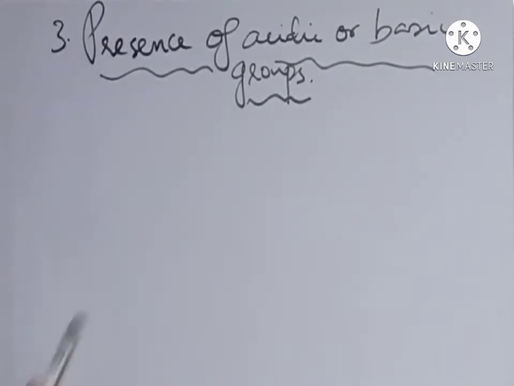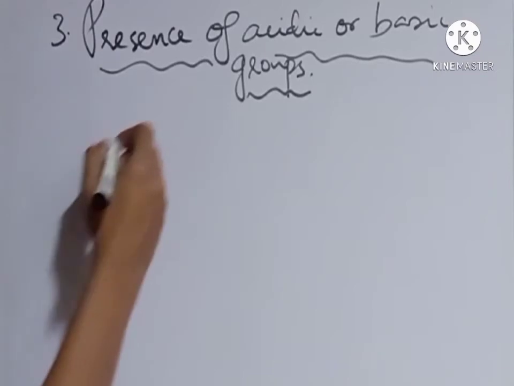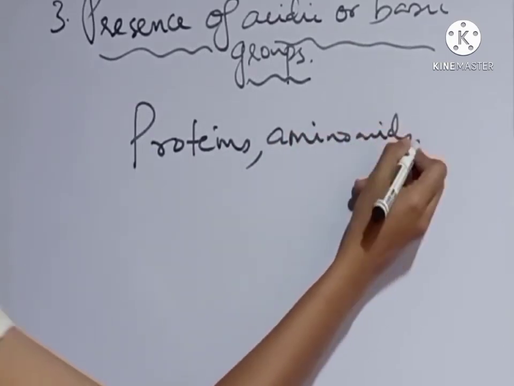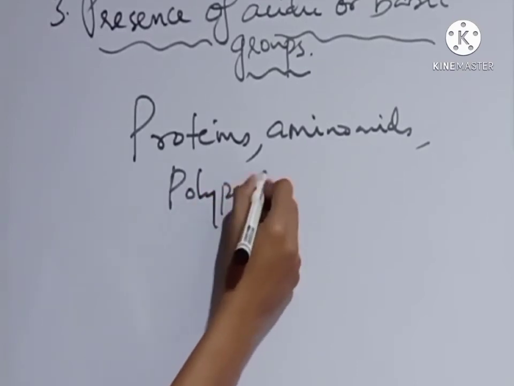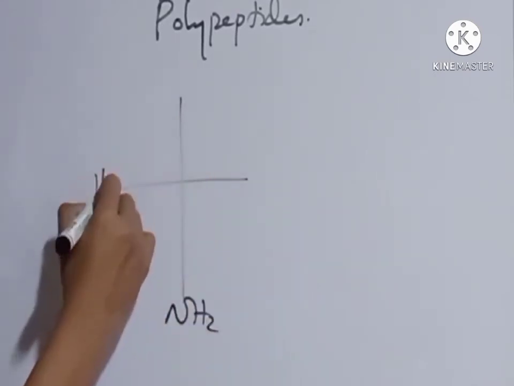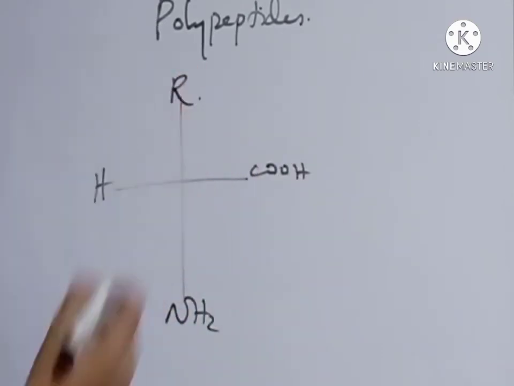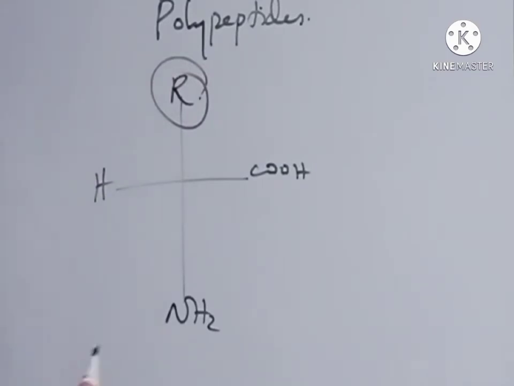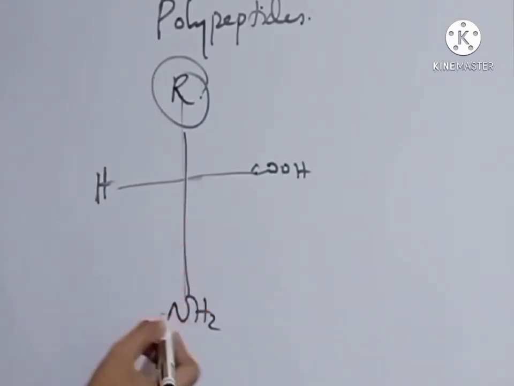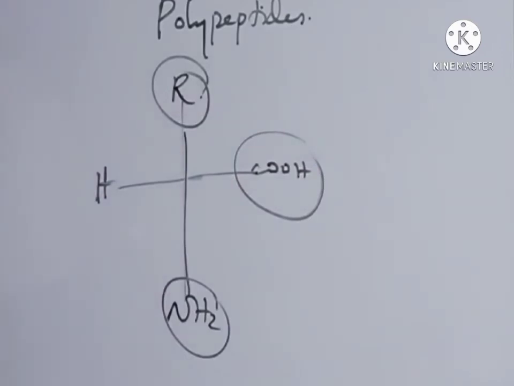Then the third reason is presence of acidic or basic group. This is common in the case of proteins, amino acids, and polypeptides. The basic structure of an amino acid is NH2, H, COOH, and R group. Different amino acids are there based on the difference in the R group present here. Anyway, all the amino acids contain these three groups in their basic structure. Actually, the amino acid contains a basic group and an acidic group. In addition to that, the R group can contain an acidic functional group or basic functional group, etc.